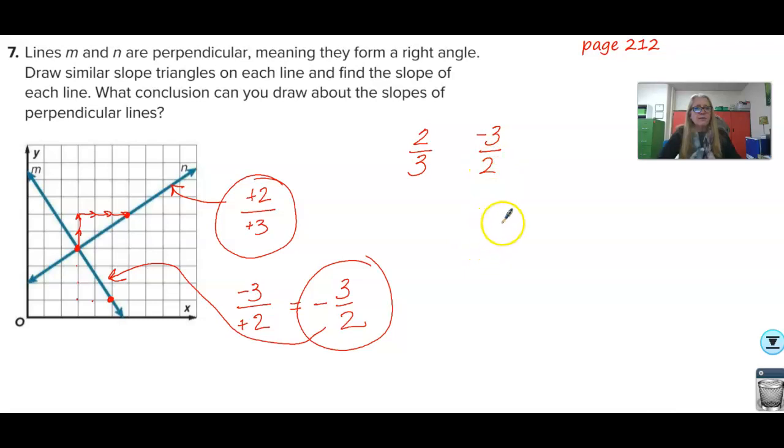But what do you do when you have a slope of, say, 5? Well, we all know that there's really an invisible 1 under this 5, right? So the negative reciprocal of 5 is negative 1/5. You flip this over and you change the sign. A slope of, say, negative 7 would have a negative reciprocal of positive 1/7. We flip it and we change the sign. Perpendicular lines have negative reciprocal slopes.